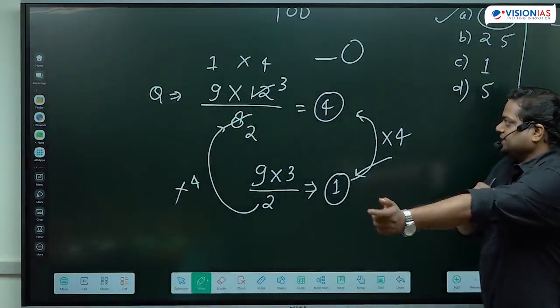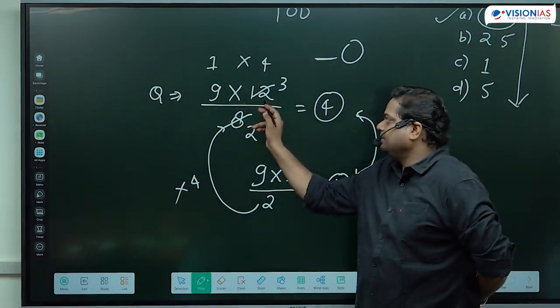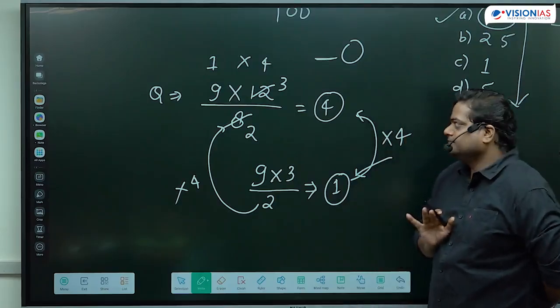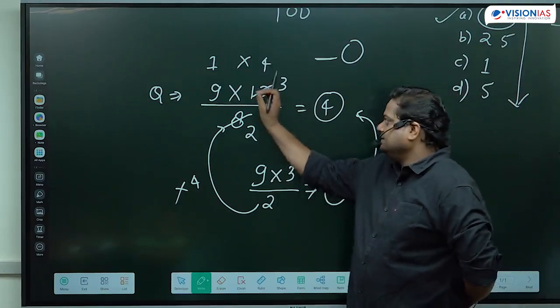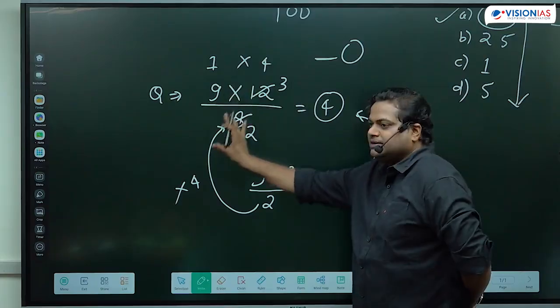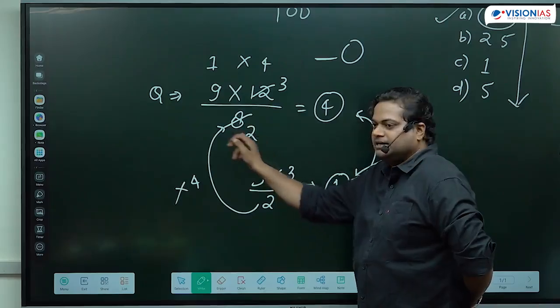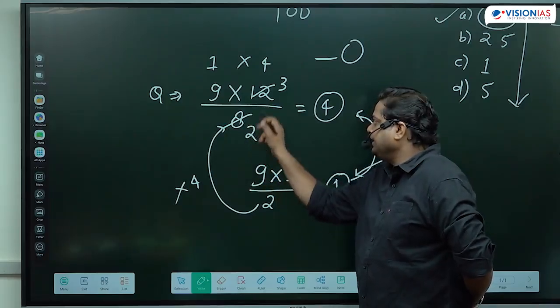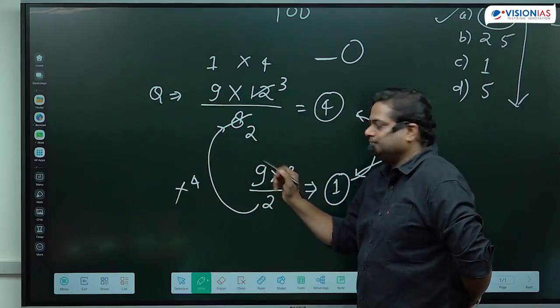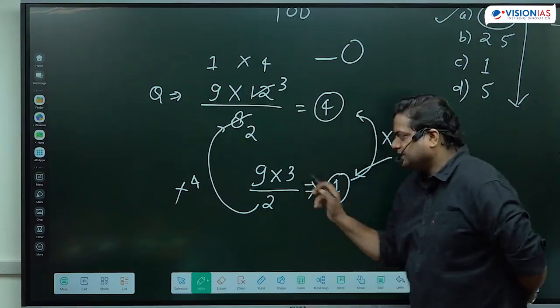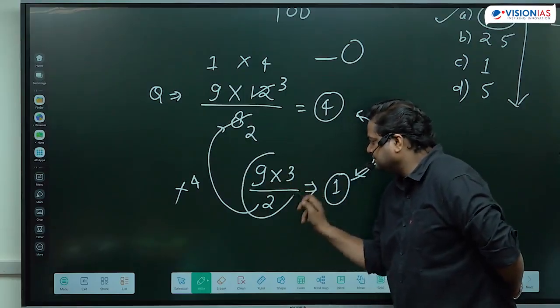So what is the question? 9 into 12 we are dividing by 8. What will be the remainder? What did we do? We simplified. We divided by 4. 4 into 2 is 8, 4 into 3 is 12. What are we getting? 9 into 3 by 2. After simplification we are getting this.